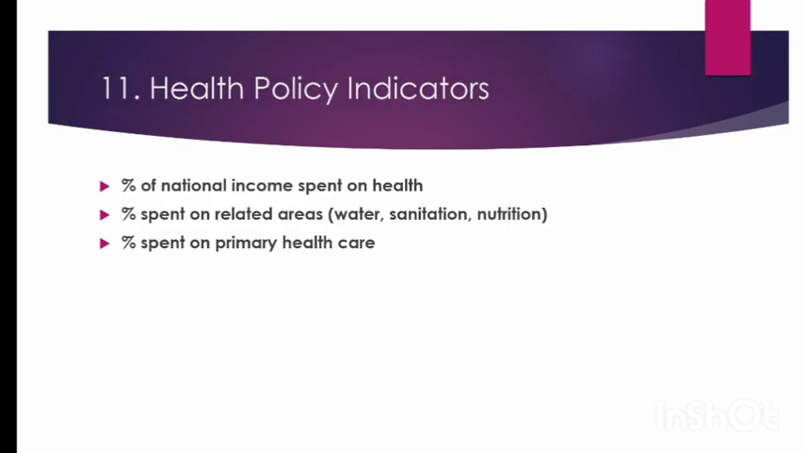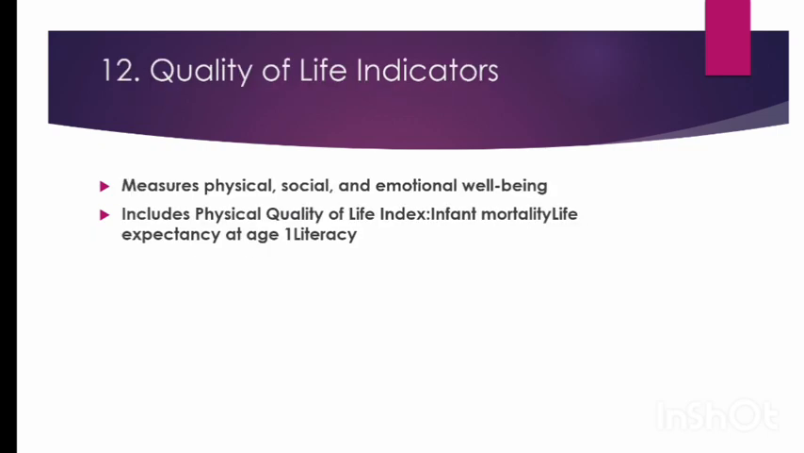11. Health policy indicators. Percent of national income spent on health. Percent spent on related areas: water, sanitation, nutrition. Percent spent on primary health care. 12. Quality of life indicators. Measures physical, social, and emotional well-being. Includes the physical quality of life index: infant mortality, life expectancy at age 1.